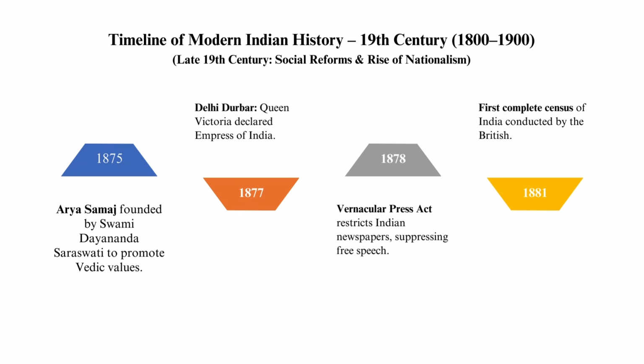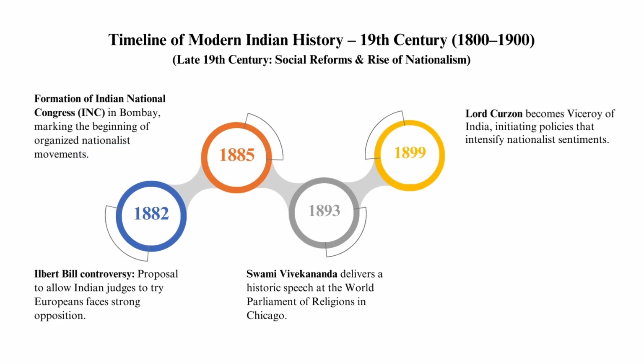The late 19th century also saw efforts to politically organize against colonial rule. The first complete census of India was conducted in 1881, revealing the vast diversity of the country. The Ilbert Bill controversy, 1882, which proposed allowing Indian judges to try Europeans, faced fierce opposition from British settlers, highlighting racial discrimination. In 1885, the Indian National Congress (INC) was founded in Bombay, laying the foundation for future nationalist movements.